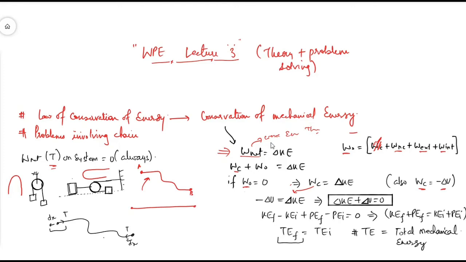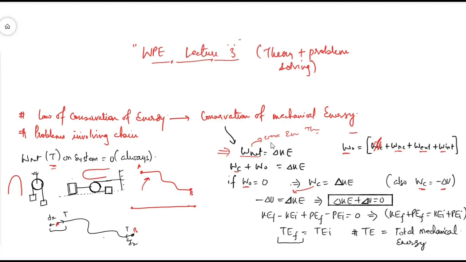Okay, if the string is inextensible, every point on the string must be moving with the same speed along the string, right? So that's why it's inextensible. So we can use the same equation here. Suppose we have a general string, and this point is A and this point is B. If A is moving towards the left, again B must be moving towards the left.